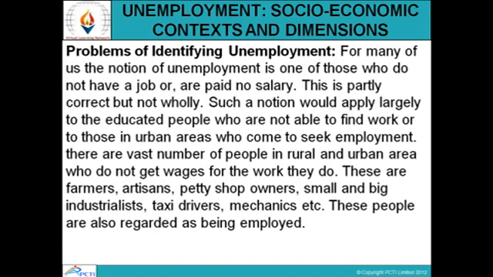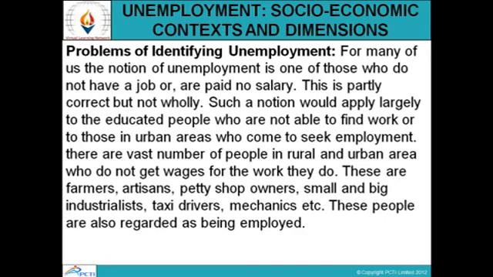Problems of identifying unemployment. For many of us, the notion of unemployment is that of those who do not have a job or are paid no salary. This is partly correct but not wholly. Such a notion would apply largely to the educated people who are not able to find work or to those in urban areas who come to seek employment.